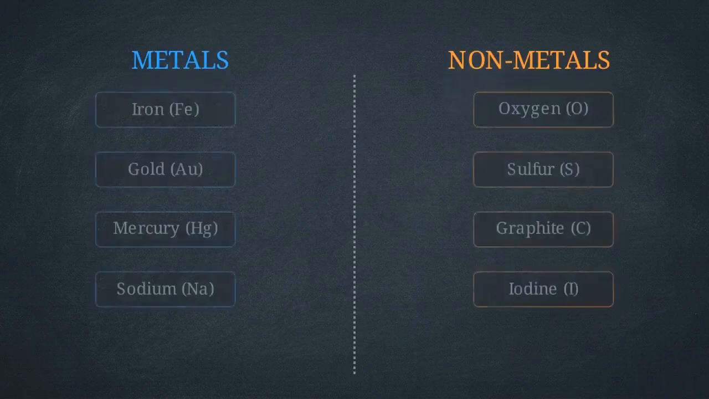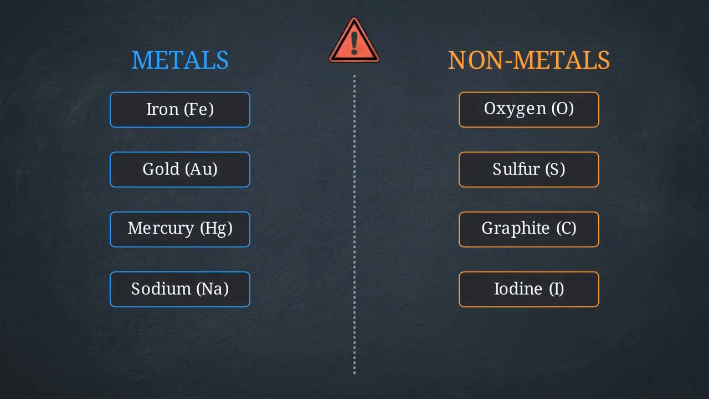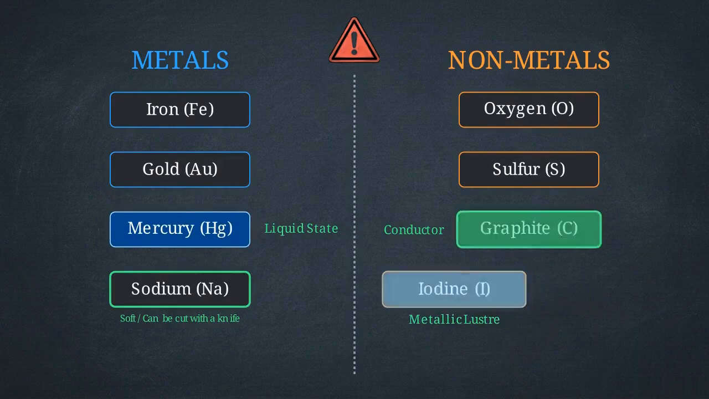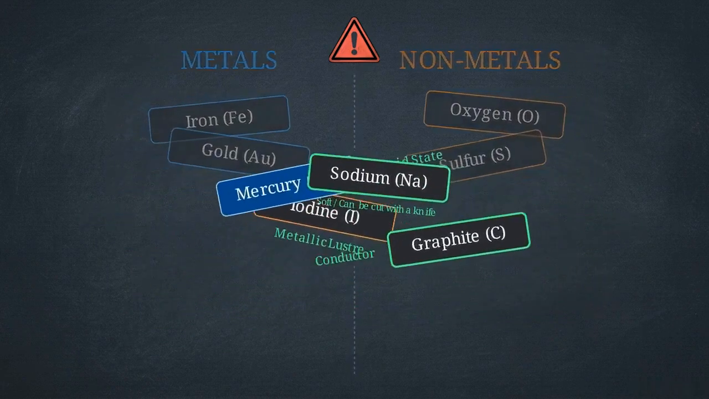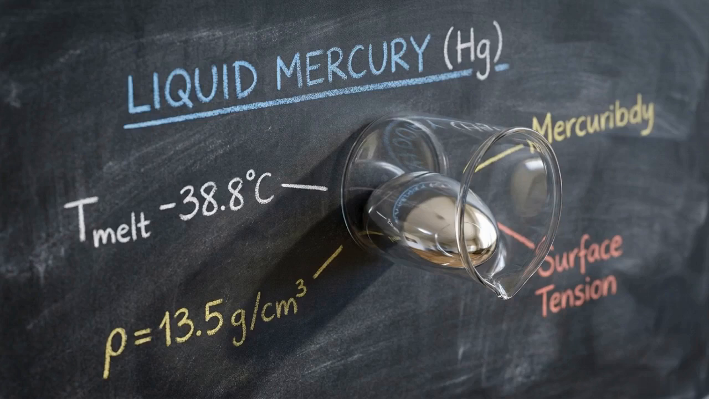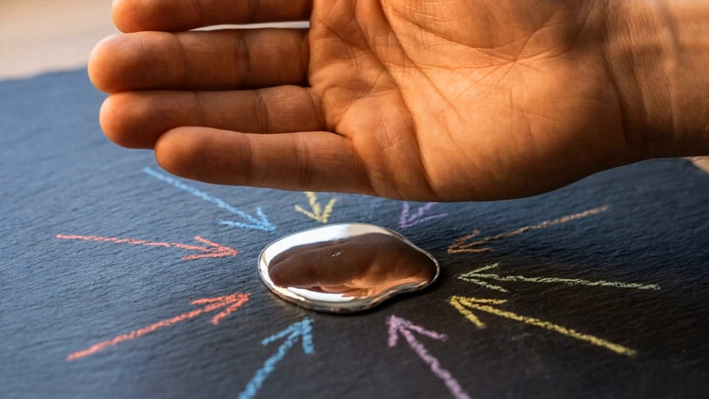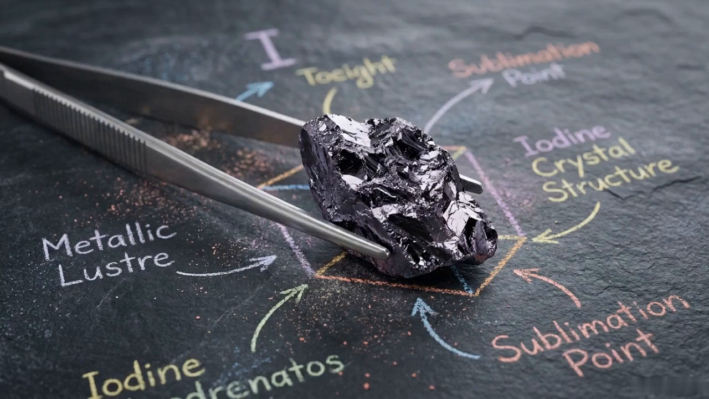If we rely entirely on the physical classification matrix, we immediately run into severe glitches. Elements begin acting exactly like the opposite group. Take the metals. Mercury exists as a liquid at room temperature. Gallium and cesium have melting points so low they will turn to liquid just resting on the palm of your hand. The nonmetals break the rules too.